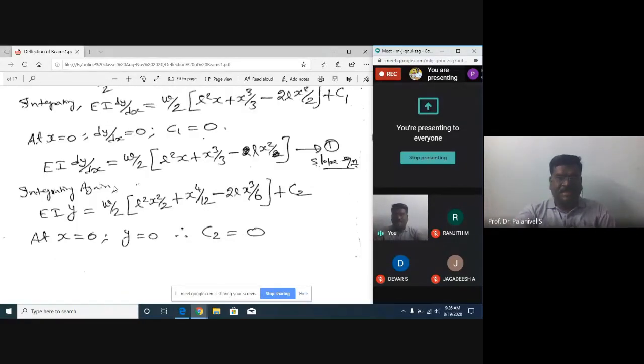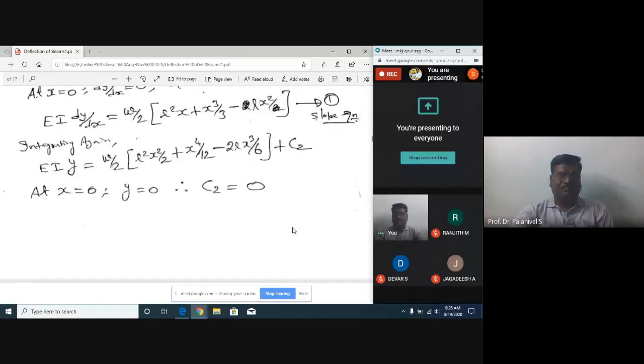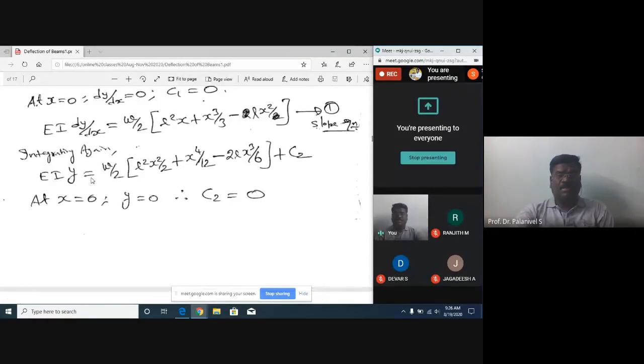Next, integrating again, EI y is equal to w by 2 into L square into x square by 2 plus, if you integrate this, L power 4 divided by 4 into 3, 12, minus 2L into x cube by 3. Here 2 is there already, so 6. Plus C2.